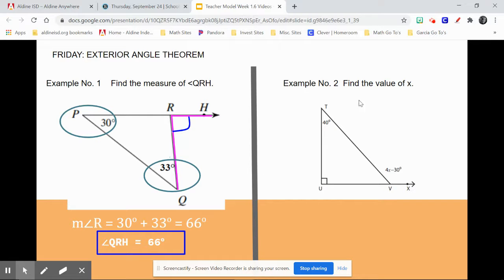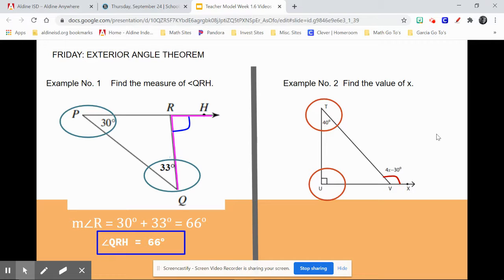Example 2. Here we're asked to find the value of x. Notice we're not just given a measure of degree, we're given an expression. So we're going to use the same technique. We're still trying to find the measure of angle B, which is our exterior angle. We're going to use the angles that are not adjacent to angle B, which happens to be angle T, that has a measure of 40 degrees, and angle U, which is a right angle.